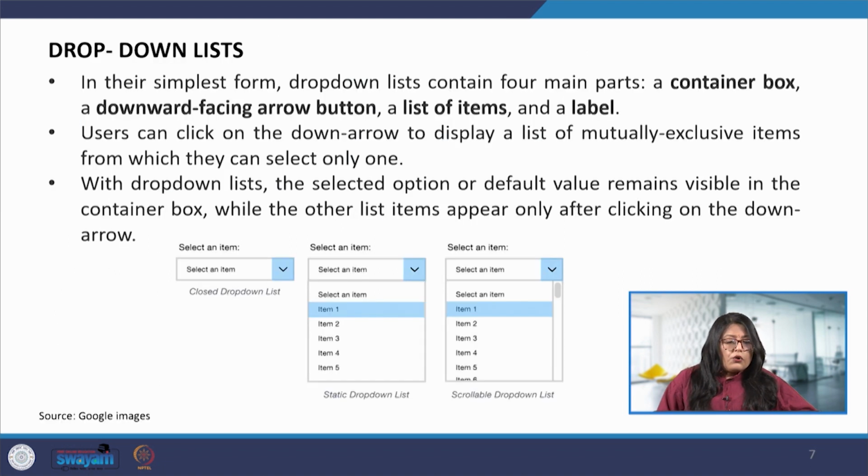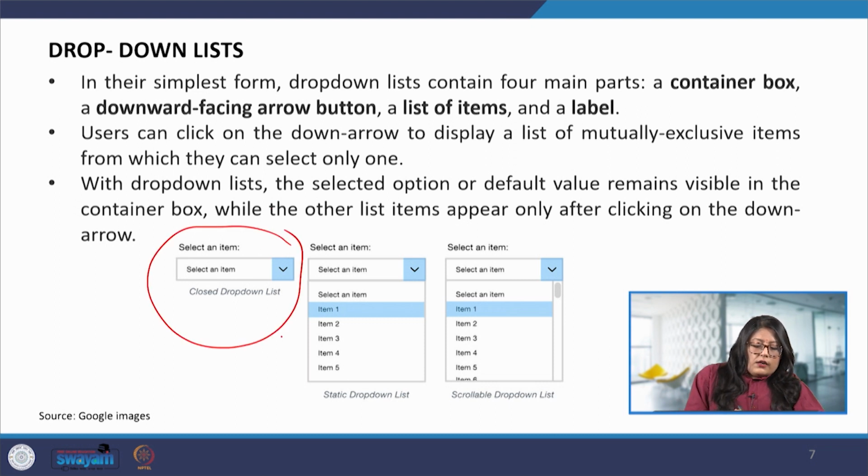Now drop down lists have four main items. One is the container box, then we have an arrow, so we can see this is the container box, then we have the arrow which is here, and then a list of items, and then a label.